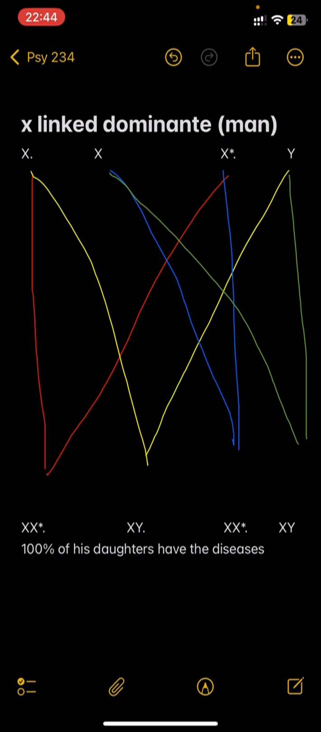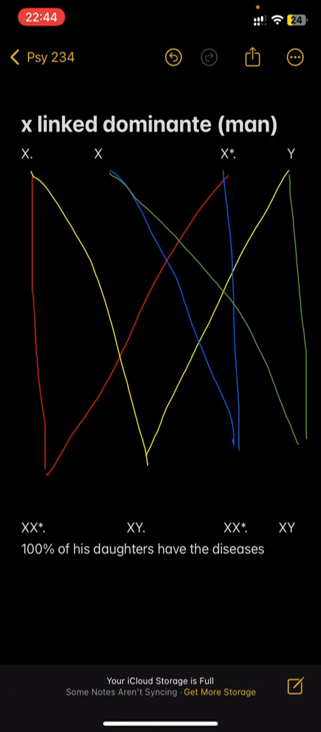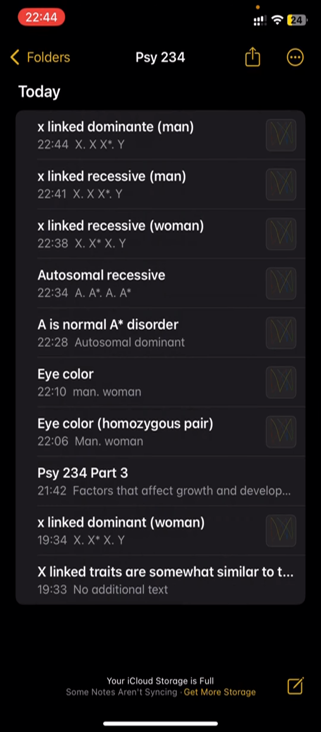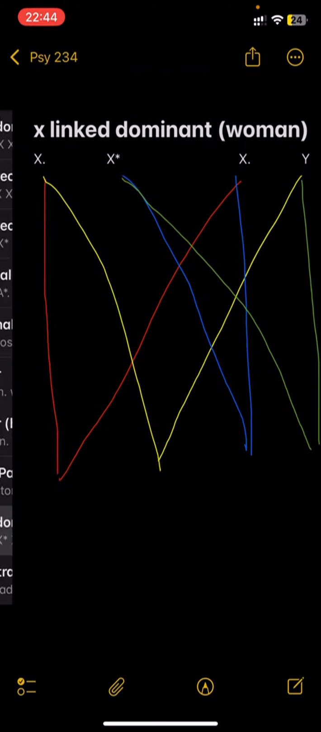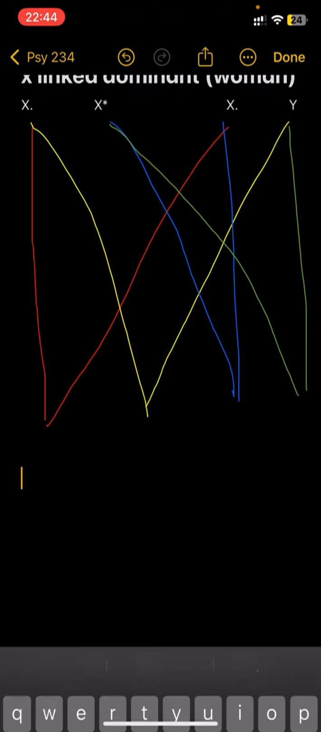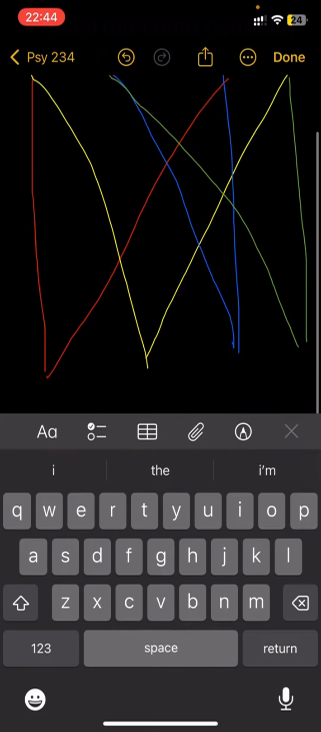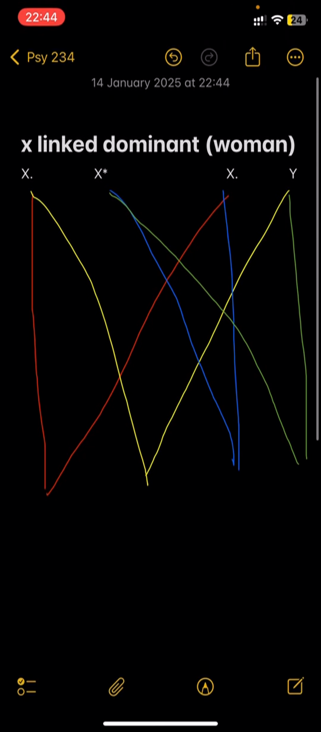Now, that's fantastic. Do you understand why all of them have the disease? Because this one is dominant. You don't need two for it to become dominant. You just need one. As long as you have one of these genes, you already have the disease. You're not a carrier. And for X-linked, if the woman is the one that has it, I think it will be more spread out.